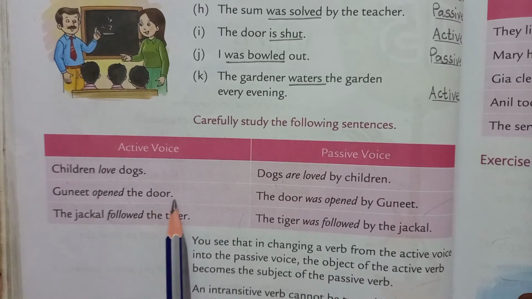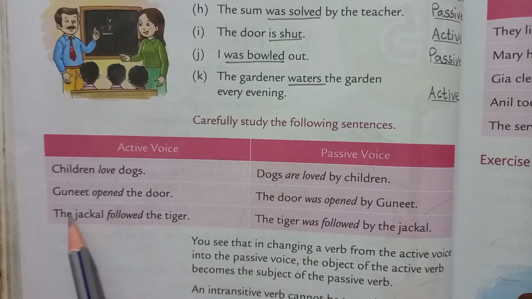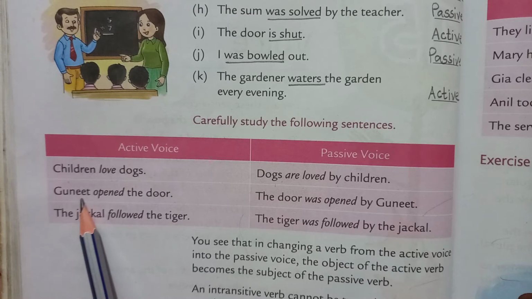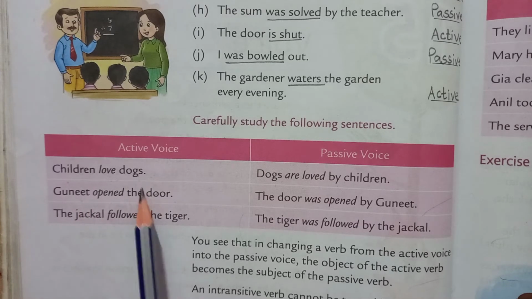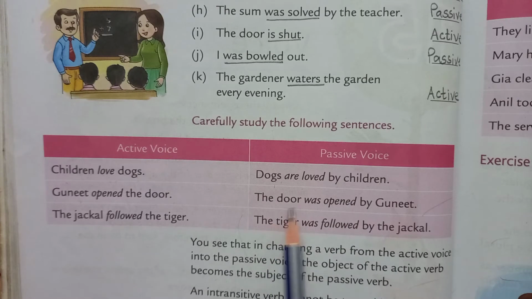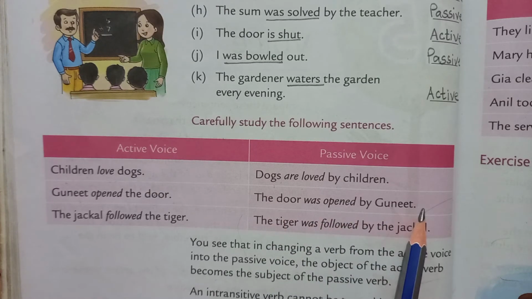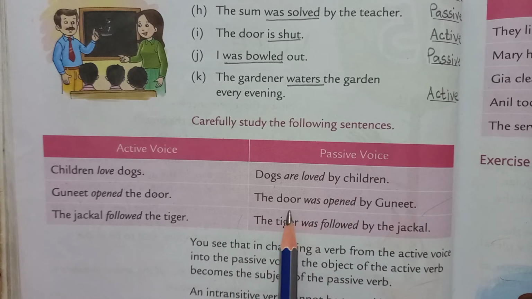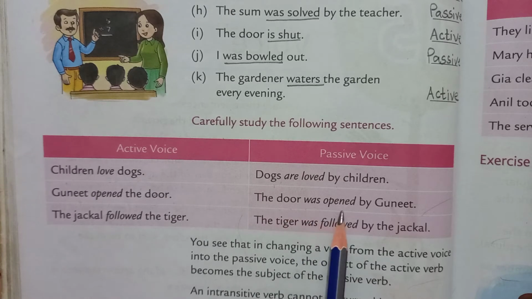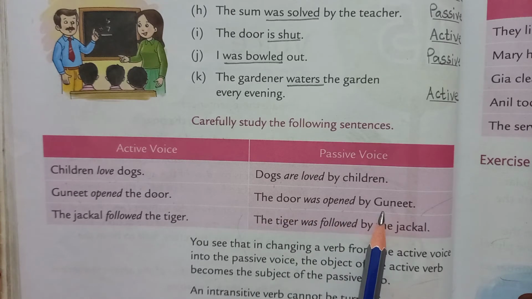Guneet opened the door. Here also the action is done by the subject, that is Guneet. That's why it is active voice. Now passive voice: the door was opened by Guneet. So here the subject is the receiver. That's why it is passive voice.